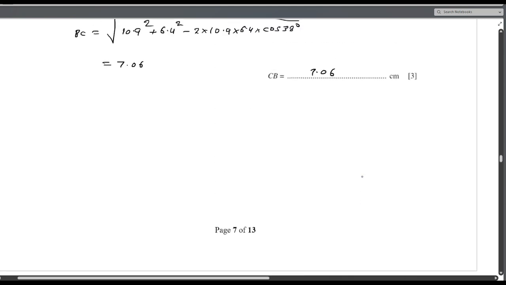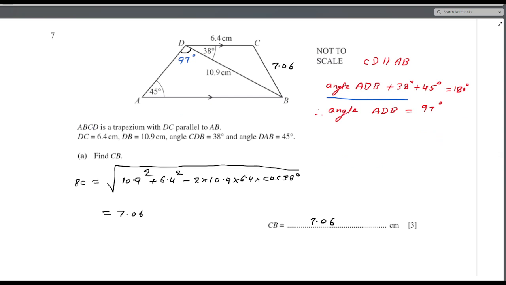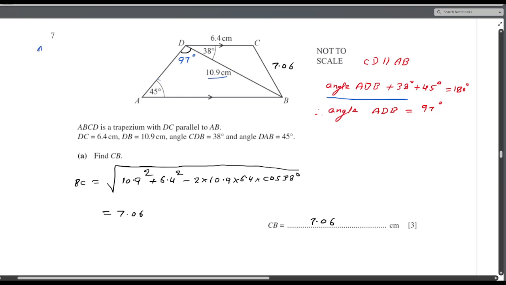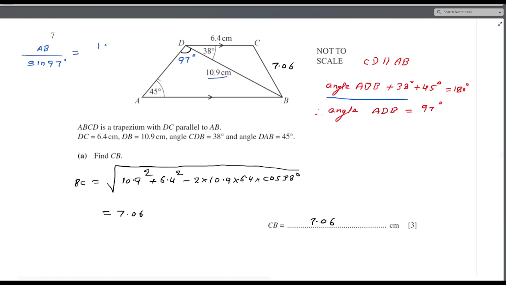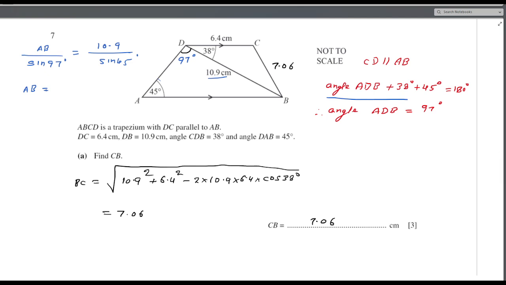Now find AB. As I have this 45 degree angle and one opposite side is given, I will use the sine rule. So AB divided by sine of 97 degrees is equal to 10.9 divided by sine 45, and this will give me the value of AB. So AB is 10.9 divided by sine 45 multiplied by sine 97.